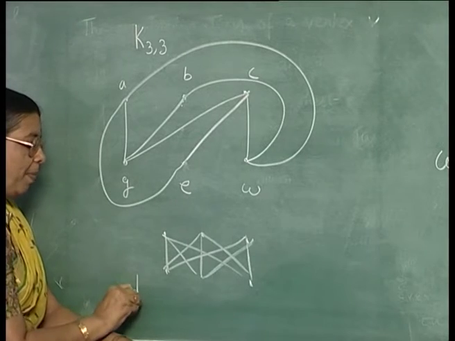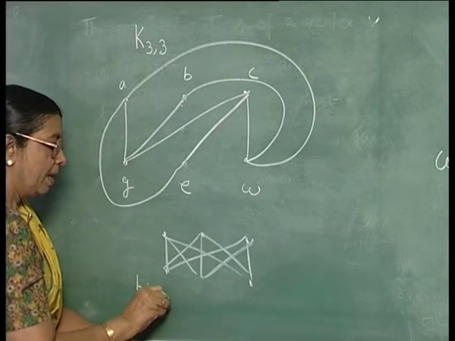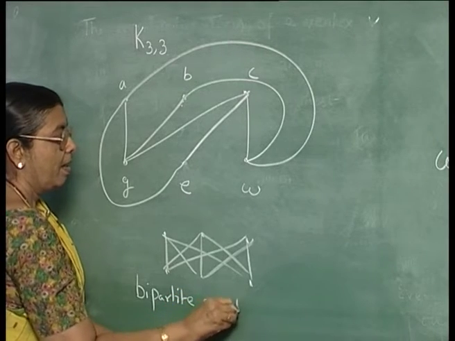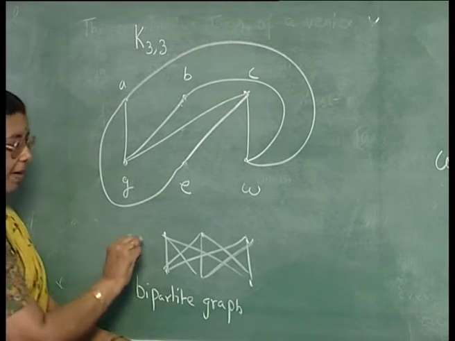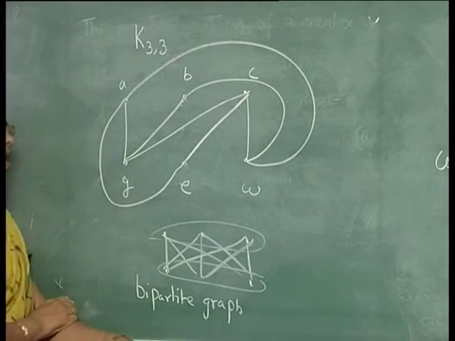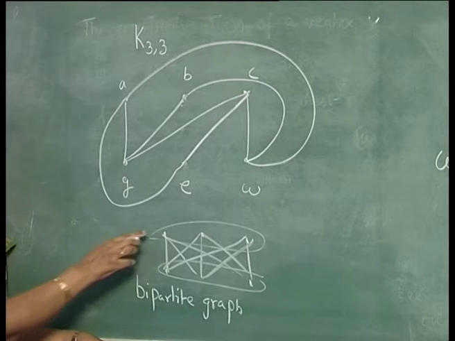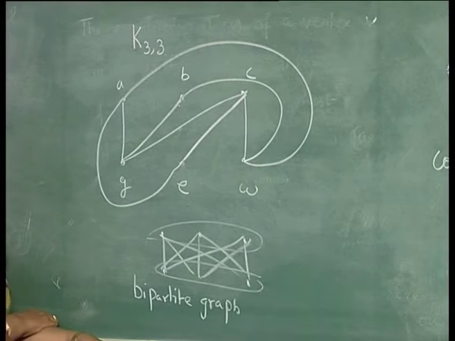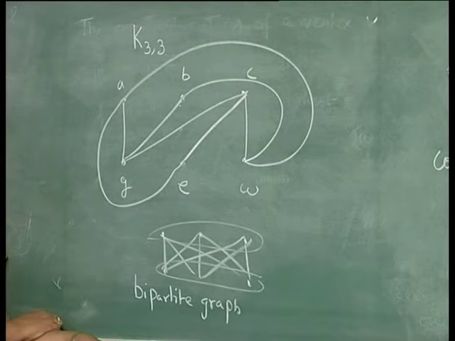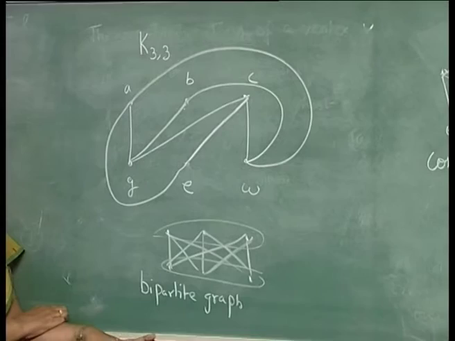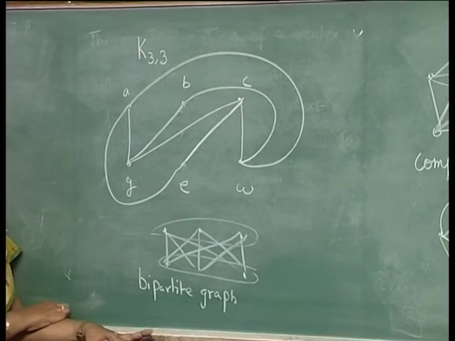It is known as a bipartite graph. The set of vertices are divided into two portions, and all edges are such that they have one end in one portion and another end in the other portion. Such a graph is known as a bipartite graph. This is an example of a bipartite graph. It is a complete bipartite graph on 3 plus 3 vertices, that is why it is denoted as K33.